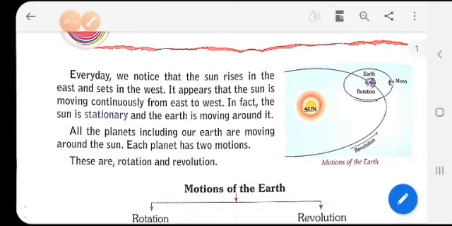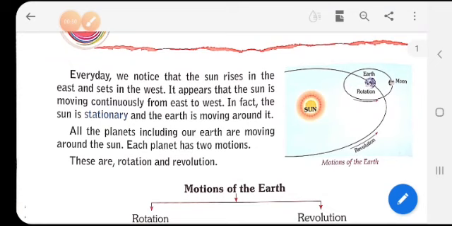Every day we notice that the sun rises in the east and sets in the west. It appears that the sun is moving continuously from east to west. So when you get up in the morning, you find the sun rising, and in the evening, you find the sun getting set. So the movement from morning till evening, you find the sun moving around. So it appears that the sun is continuously moving over us.